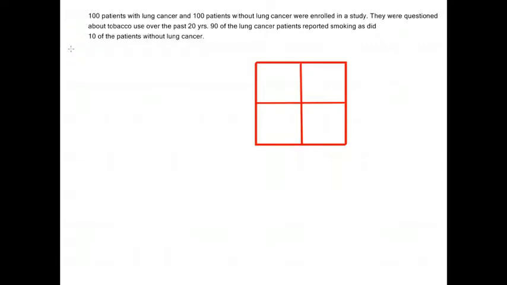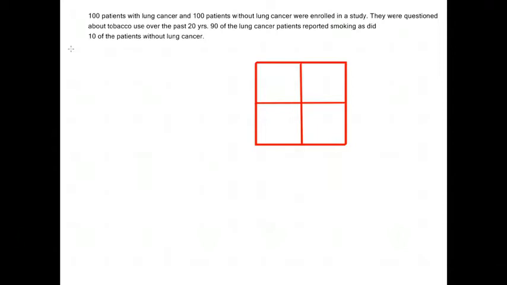100 patients with lung cancer and 100 patients without lung cancer were enrolled in a hypothetical study. They were questioned about tobacco use over the previous 20 years. 90 of the lung cancer patients reported smoking, as did 10 of the patients without lung cancer. So the goal of this study is to figure out the association between smoking and lung cancer.